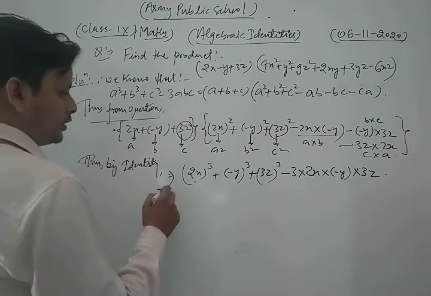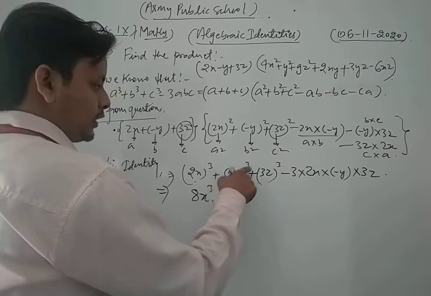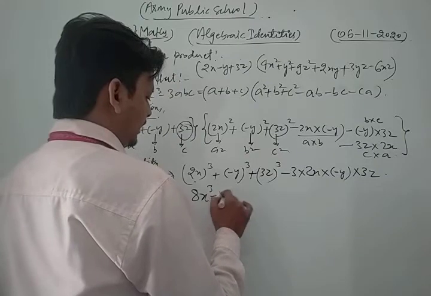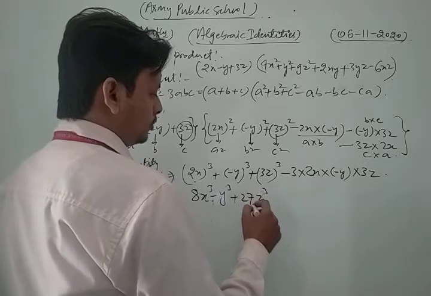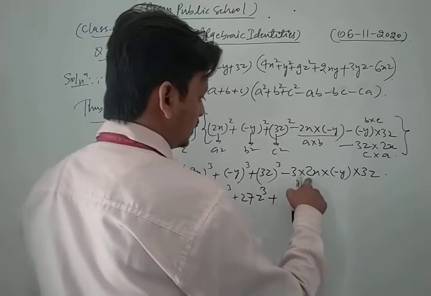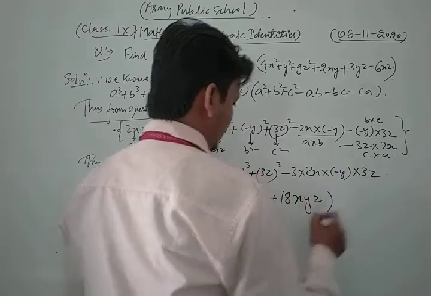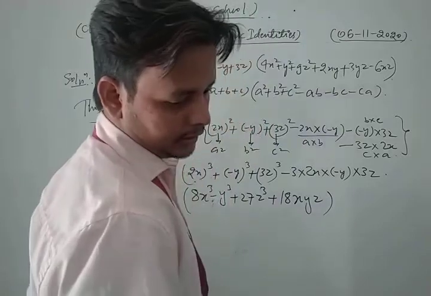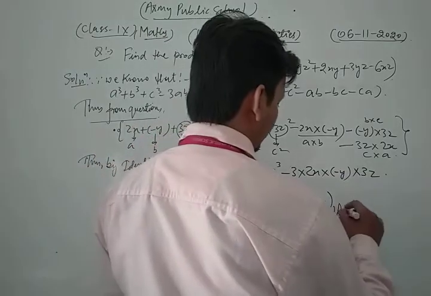Now we simplify them, we get 8x cube. There is a minus y cube, so the power is odd and the answer is minus, so here we write minus y cube, plus 27z cube. Now minus times minus gives plus, 3 into 6 is 18, so plus 18xyz. So the required answer is 8x cube minus y cube plus 27z cube plus 18xyz. Yes, this is our right answer.